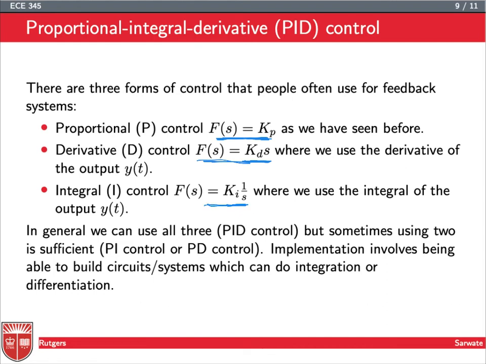So in general, you can have all three. You have PID control, but oftentimes you can get away with just using 2 of them, so PD control or PI control. I'm not really sure about ID control. I don't think I've ever seen an example where ID control is what really fixes things. But the implementation of these feedback strategies, of course, involves being able to build circuits or systems which can do the integration or differentiation. And sometimes one type of operation is easier than the other, which means that you're limited to PD control or PI control.